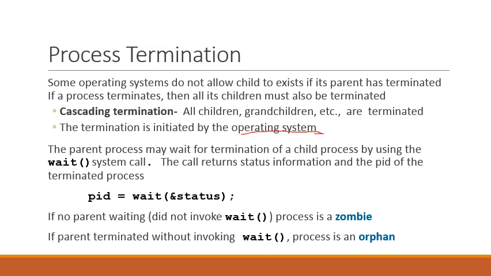So who will terminate these children and grandchildren? The operating system will terminate these children and grandchildren. And the operating system will do so because the parent has completed its execution. The parent has already completed its execution, so there is no reason for the children and the grandchildren to exist. So the operating system will terminate any children and grandchildren of this process which has terminated, and this is known as cascading termination.